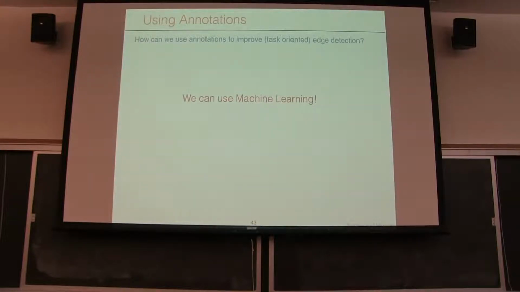Okay, and then the answer was clear, right? This is the era of machine learning. So I have training data now. Let's train some algorithm that uses this annotated data as exemplars of what is an edge that I like, and then apply it to my images.